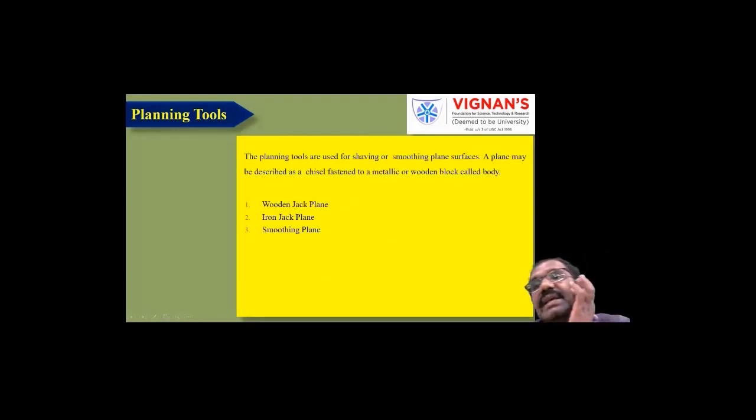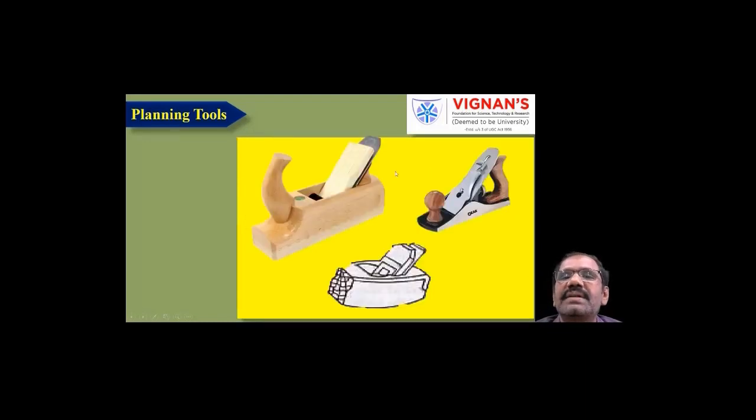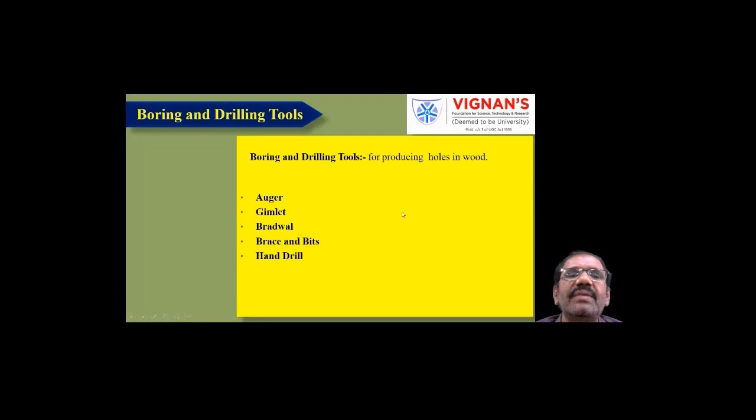So here what it is saying: a plane may be described as a chisel fastened to a metallic or wooden block. See this one, the chisel is joined to the wooden or metallic block. If you move this one, the top surface will be removed and surfaces can be made.